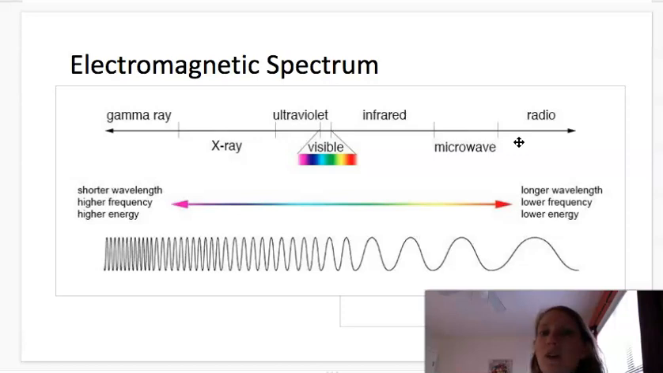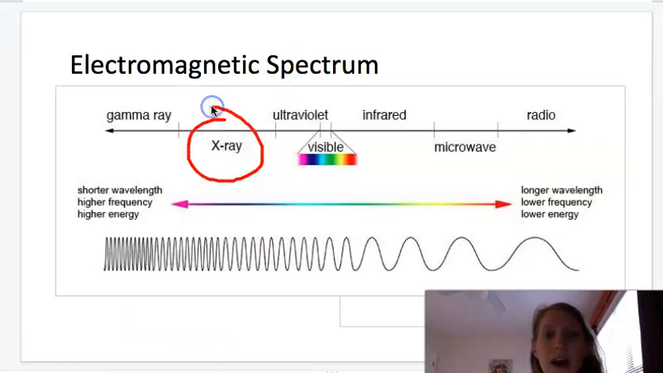They're all light, so they're all going to travel at the same speed of light, which is 3 times 10 to the 8th meters per second. So if an X-ray and a microwave or radio wave are leaving a star and coming to Earth, and they leave at the exact same time, they're both going to get there at the same time because they travel at the same speed.